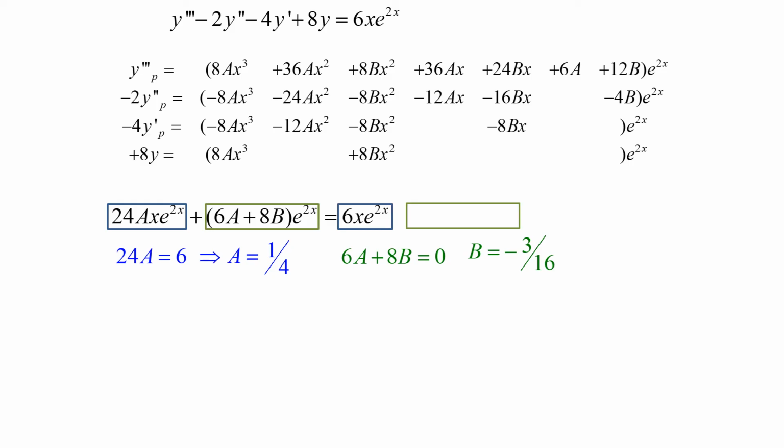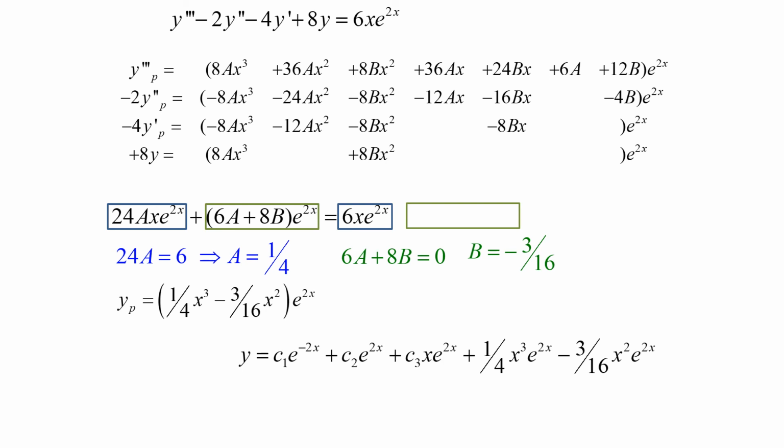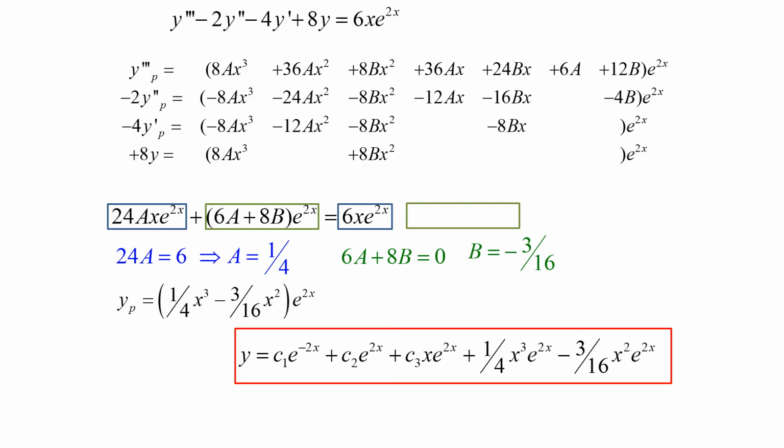All right, so we can plug those in to get our yp. Yp is going to be (1/4 x cubed minus 3/16 x squared) times e to the 2x. And then we'll put it all together to get our overall solution. So y equals c1 e to the negative 2x plus c2 e to the 2x plus c3 x e to the 2x plus 1/4 x cubed e to the 2x minus 3/16 x squared e to the 2x. So that'll be the solution to our differential equation.